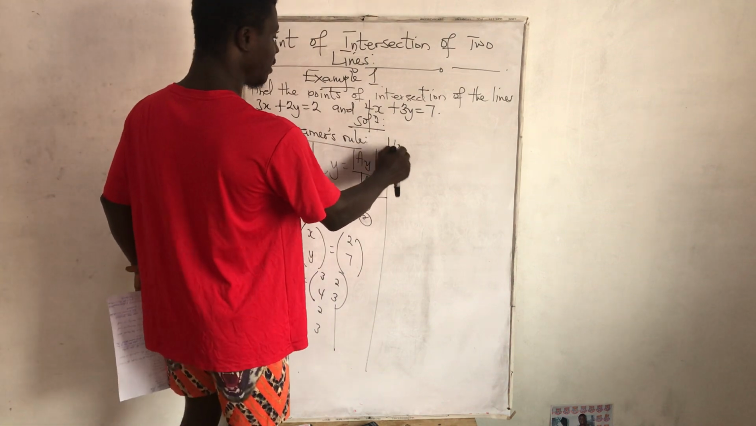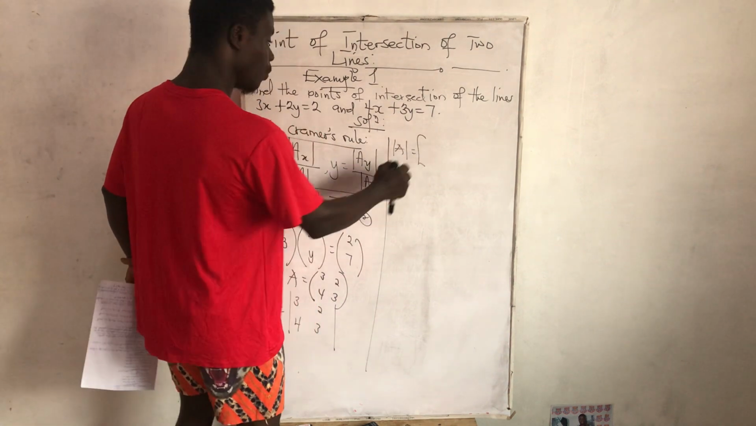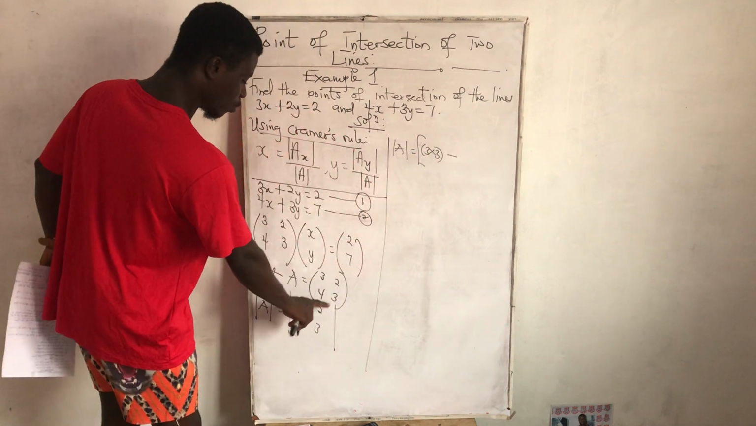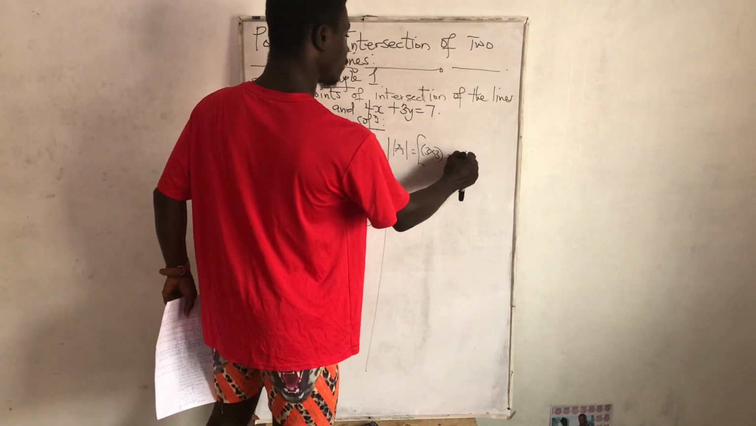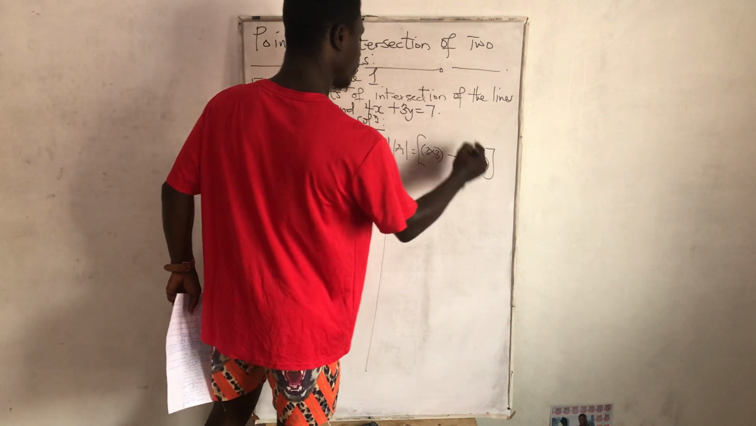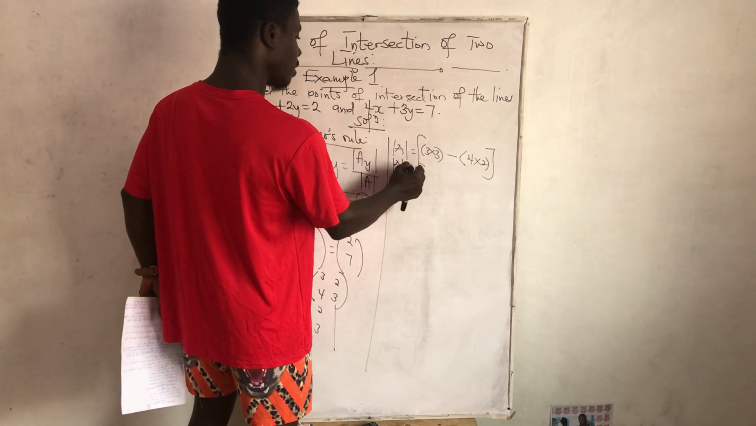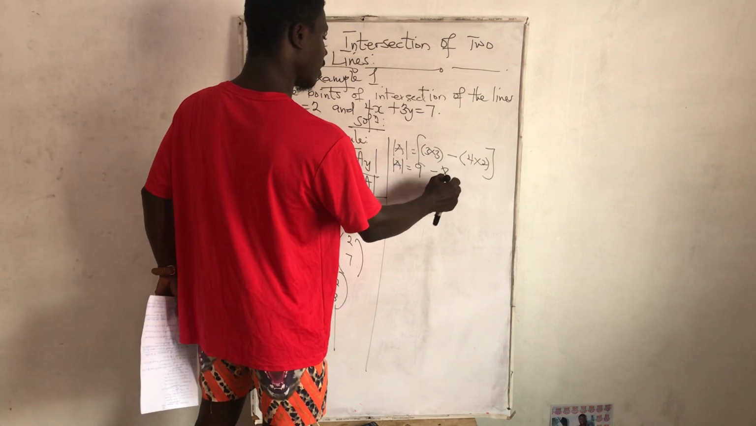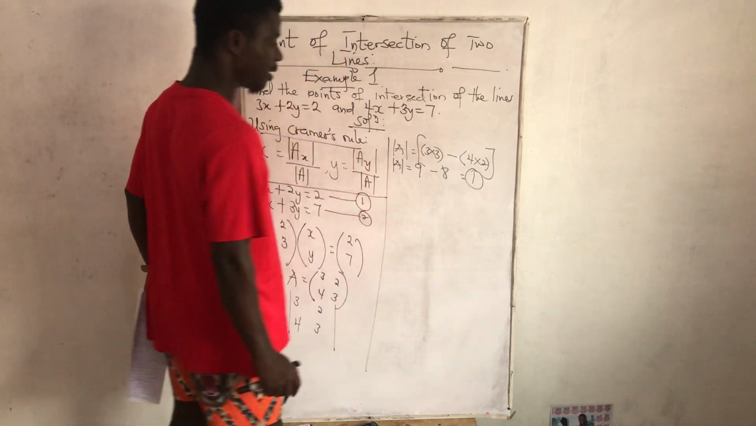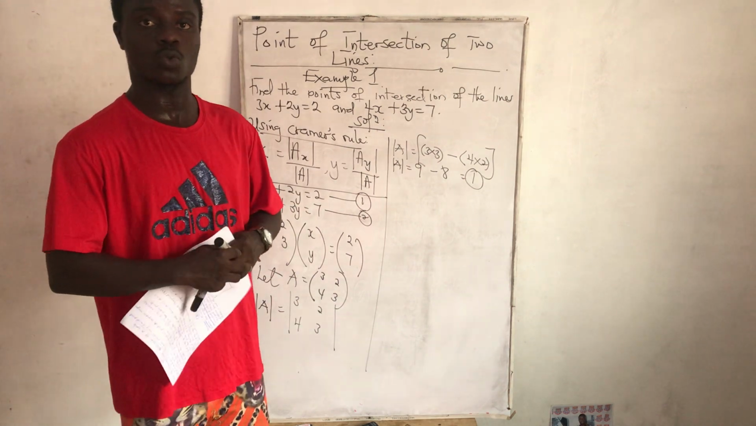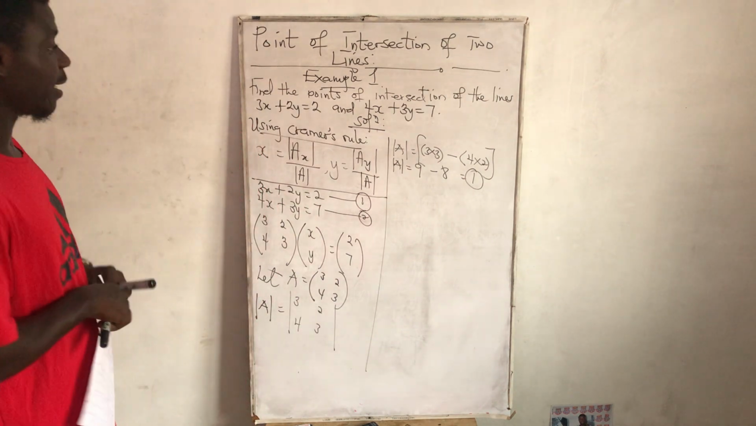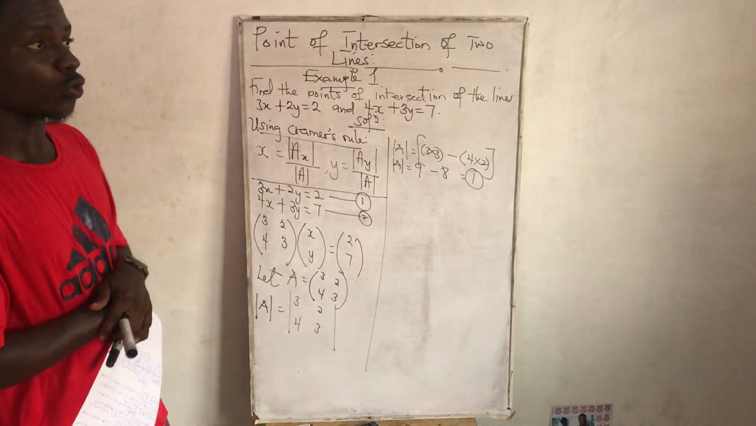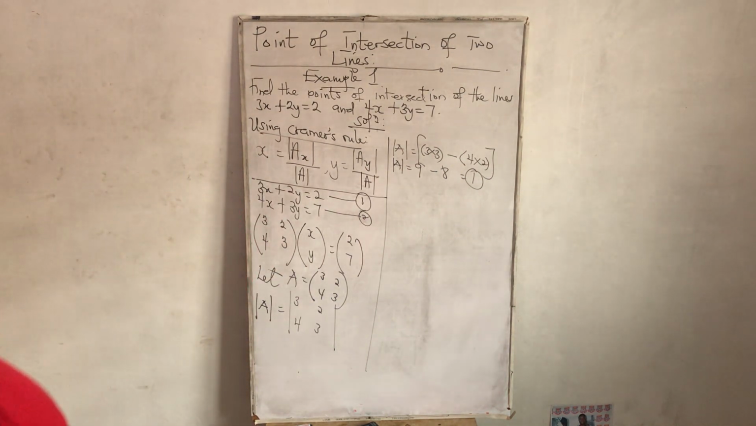So the determinant of A must be equal to what? We multiply 3 times 3, then we subtract the second diagonal, which is 4 times 2. So the determinant of A is 3 times 3, we have 9, then minus 4 times 2, we have 8, which gives the determinant of A equal to 1. So that's our determinant of A, equal to 1. Watch it very carefully.